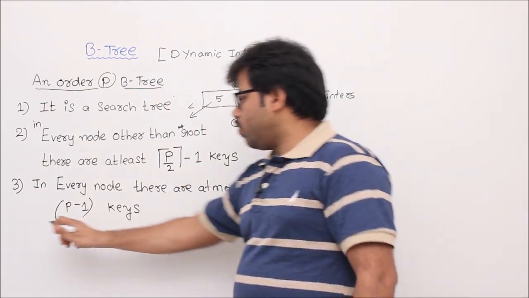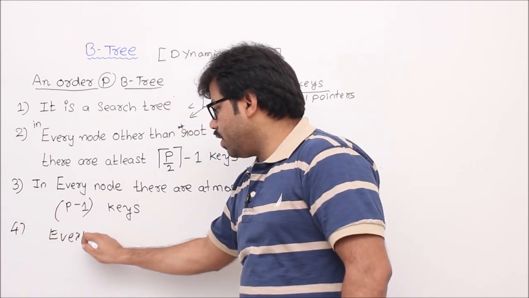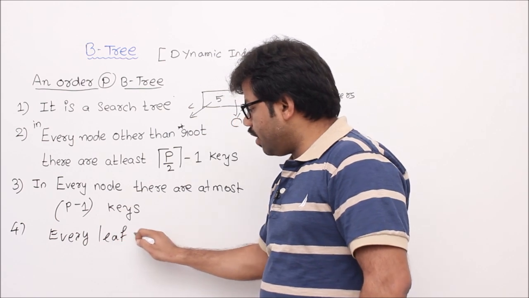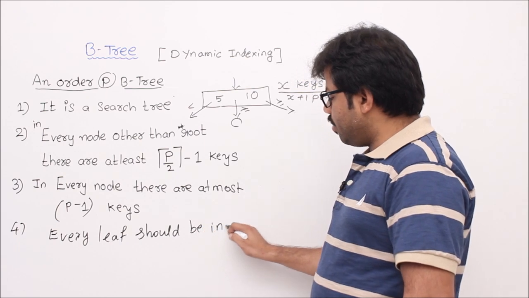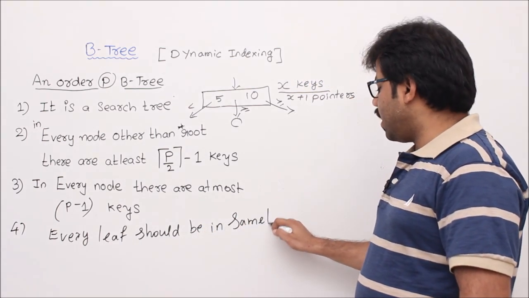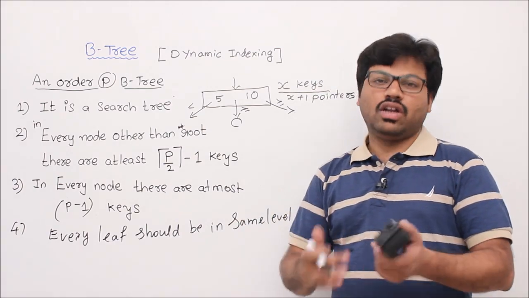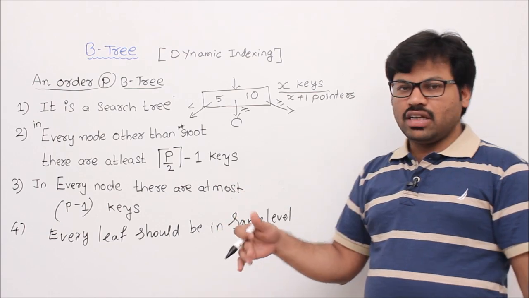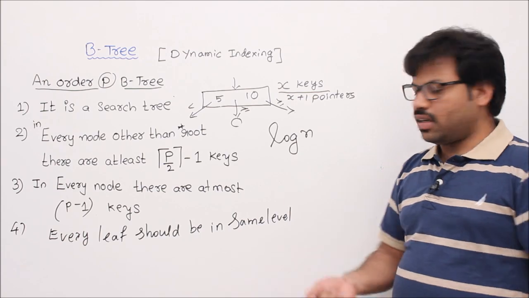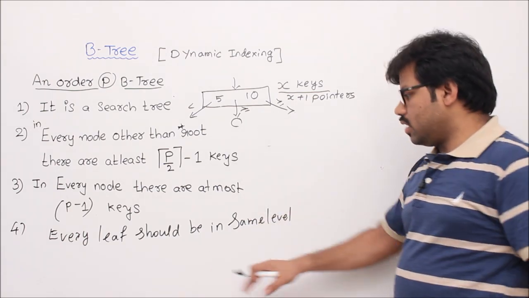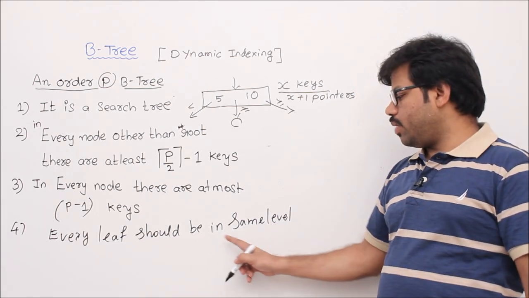And one more point. The fourth point in a B tree is about leaves. Every leaf should be in the same level, or last level, I can say. This condition ensures balancedness, and because of balancedness your tree will have logarithmic height. That means, for example, if there are n keys, then your B tree will have a height of log n. We'll see that mathematics later. At this moment, just remember that because of this condition your balancedness will be ensured. Every leaf should be in the same level.